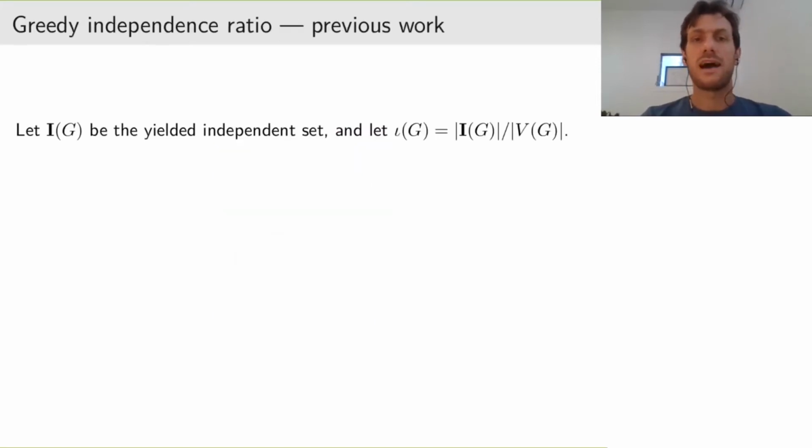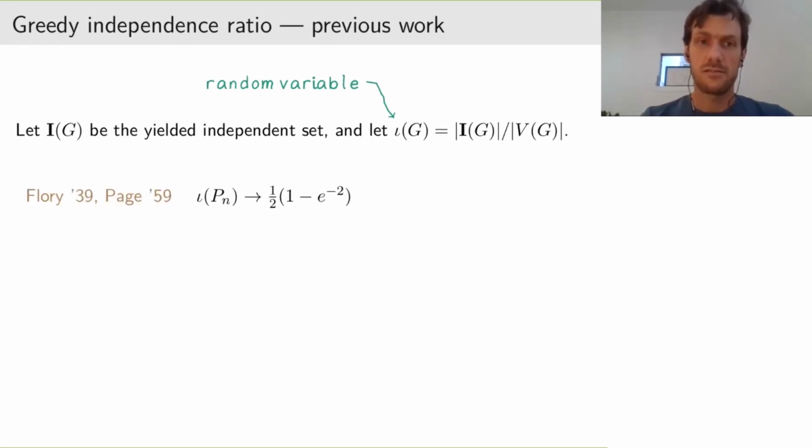Let us denote this set by I, and by iota its density, its ratio. We call it the greedy independence ratio, and note that this is a random variable, even if the base graph is deterministic, just because of the random ordering of the vertices. People have been studying this quantity, this random variable, for at least 80 years now. Perhaps started by Flory, who was an American chemistry Nobelist, and later by Page, who is a British computer scientist, who studied it for the line and showed that asymptotically it converges to this number here.